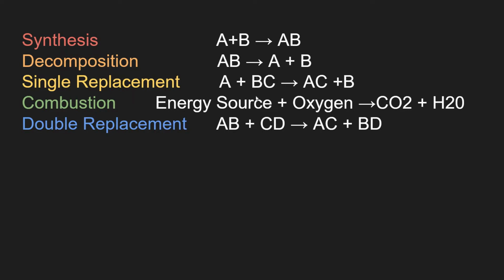For combustion, we have an energy source. Now, an energy source could be, for example, wood, or an example like that. Just anything along those lines. And there will always be oxygen. So whether or not the example says oxygen, it will normally say burn, which is referring to oxygen because you need oxygen to burn something. And the products will always be some amount of CO2 and H2O. No matter what, they will always be CO2 and H2O, and nothing else besides that. And then double replacement is similar to single replacement, except you have two compounds swapping into two other compounds.